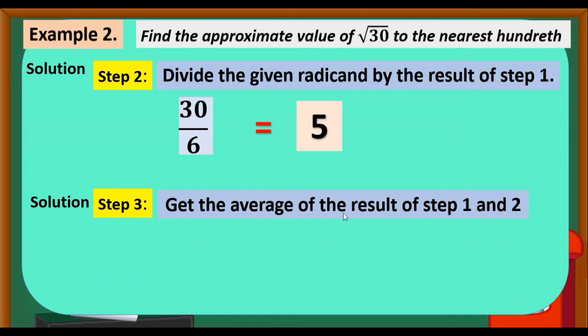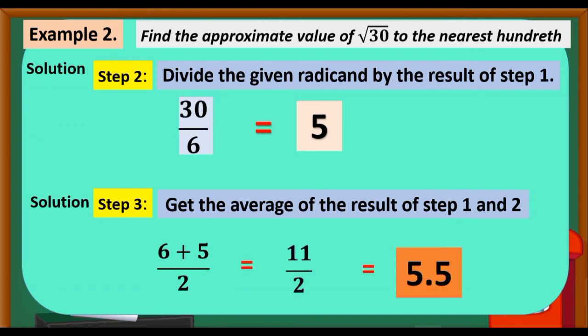So, get the average of the result in step 1 and step 2. Ano ba nakuha natin sa step 1? Diba yun yung 6? Then, ang step 2 natin ay 5. I-divide natin to kay 2. So, 6 plus 5 over 2 is 11 over 2 and 11 over 2 is 5.5. So, yun na po.